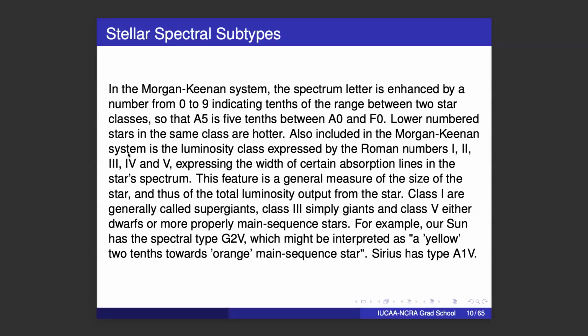Class 3 are simply giants, and class 5 are either dwarfs, or more properly they should be called main sequence stars. For example, our sun is G2V. Okay, what does that mean? It's a yellow star, G type, 2/10 of the way towards orange, and it's a main sequence star or a dwarf star. So some people will say the sun is a G2 dwarf, which is exactly the same.